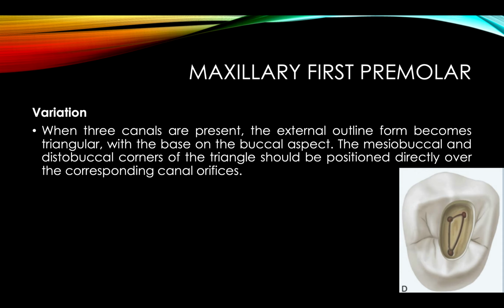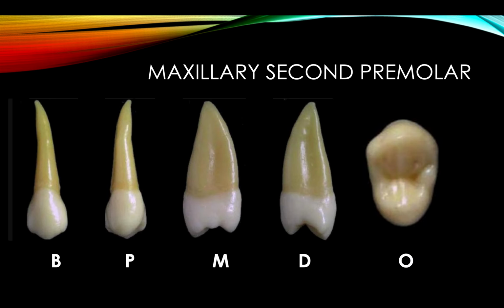Now, if the tooth has 3 root canals, then your access cavity will be triangular, and the base of the triangle will be towards the buccal side of the tooth, because if the tooth has 3 canals, 2 of these canals will be on the buccal side and 1 will be on the palatal side.